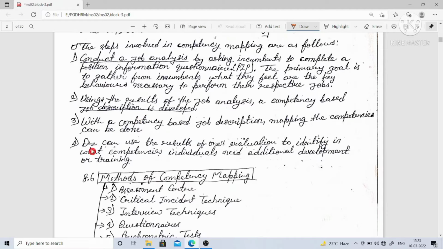One can use the results of one's evaluation to identify in what competencies individuals need additional development or training. Okay, on the basis of mapping of competencies with the help of the job description, one can evaluate to identify in what competencies individuals need additional development or training.